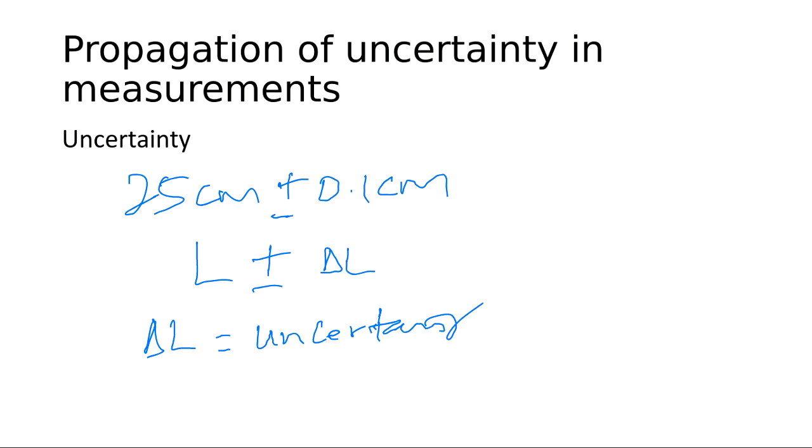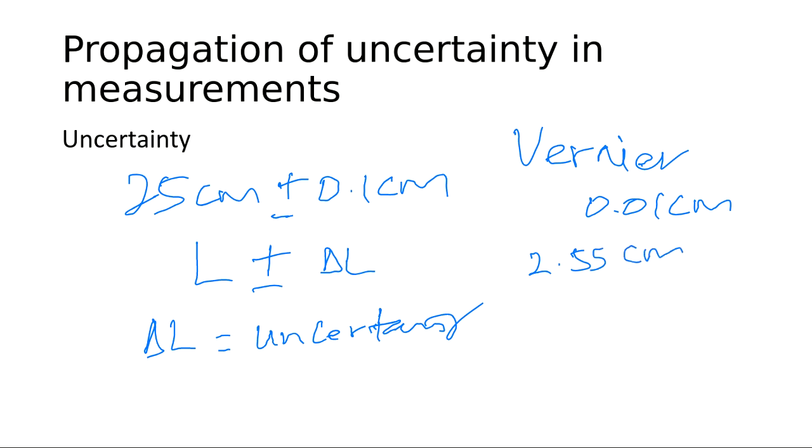Now you could measure length more accurately with other devices. There is the vernier caliper we have. If you use a vernier caliper, you could measure things down to 0.01 centimeters. So let's say that you measure something, in this case, say 2.55 centimeters. The way you write that will be 2.55 plus or minus 0.01 centimeters. So the uncertainties are different depending on what instrument you use.